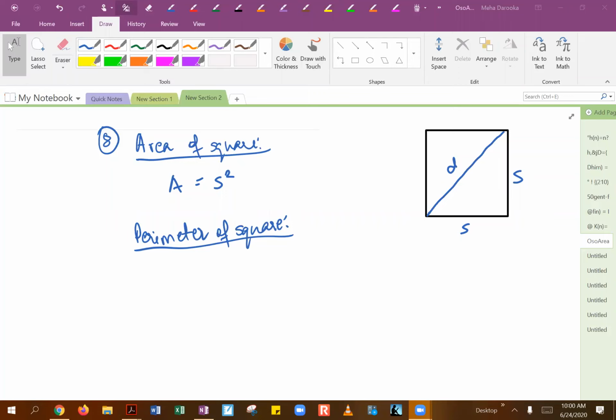Yeah, very good, guys. It is 4 times the side, so 4 times S in this case, so that would be the perimeter. Does anybody know what the diagonal formula is?